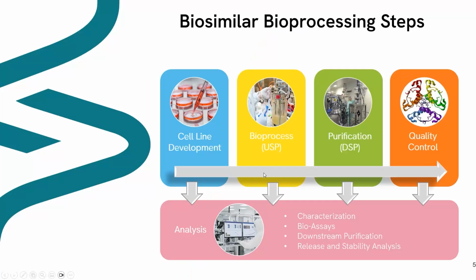The process usually begins by creating or selecting a suitable host cell line, and these cells are genetically modified to incorporate the gene encoding the biosimilar protein. Next, we have the upstream processing where the cells are cultured and scaled up in bioreactors. Ultimately, the cells are harvested and the expressed protein is purified in downstream processing steps.